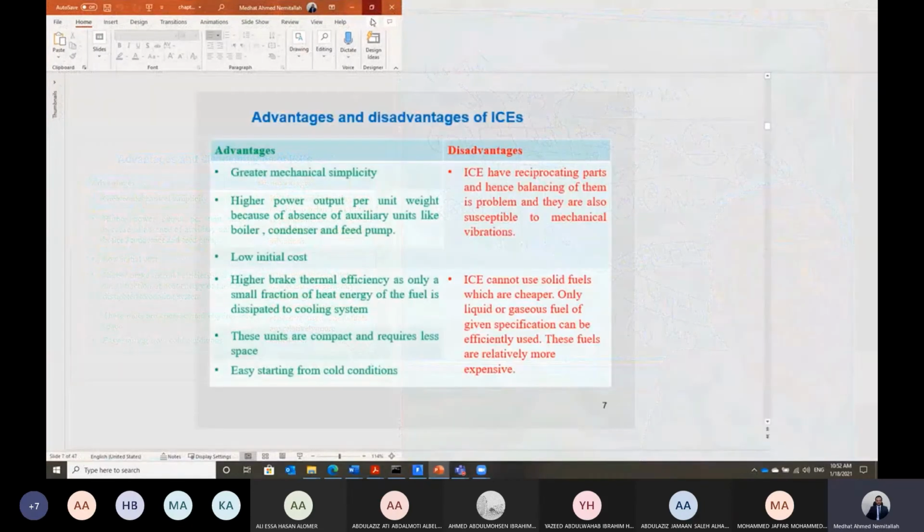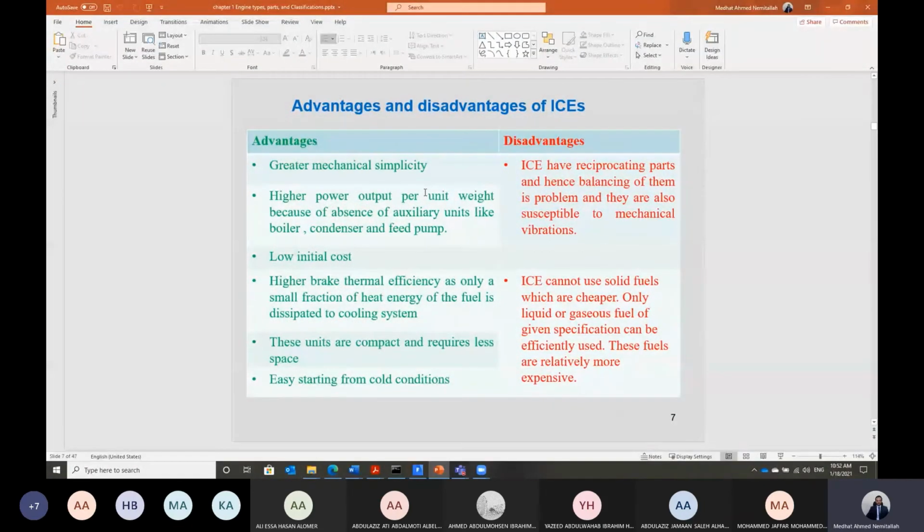Okay, the main advantage, guys, of the internal combustion engine, which is used in the car, is mechanical simplicity. The system is simple. It can provide high power output per unit weight, and it has low initial cost because there is a wide variety of applications of the internal combustion engine, so we can have massive production that reduces the cost. So it has low initial cost in comparison to gas turbine and also steam turbine.